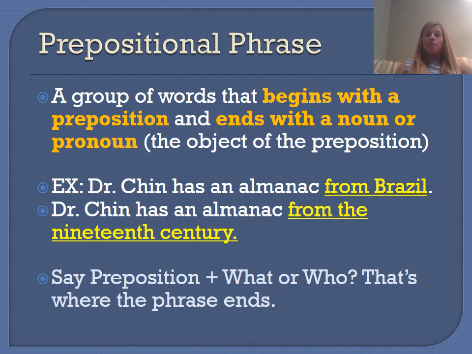Look at the next example. Dr. Chen has an almanac from the 19th century. The mouse ran from the box. I know that's my preposition, so I'm going to start there. Where does it end? From the? No, that doesn't make sense. From the 19th? Not quite. It's from the 19th century. So my prepositional phrase is going to end at century.